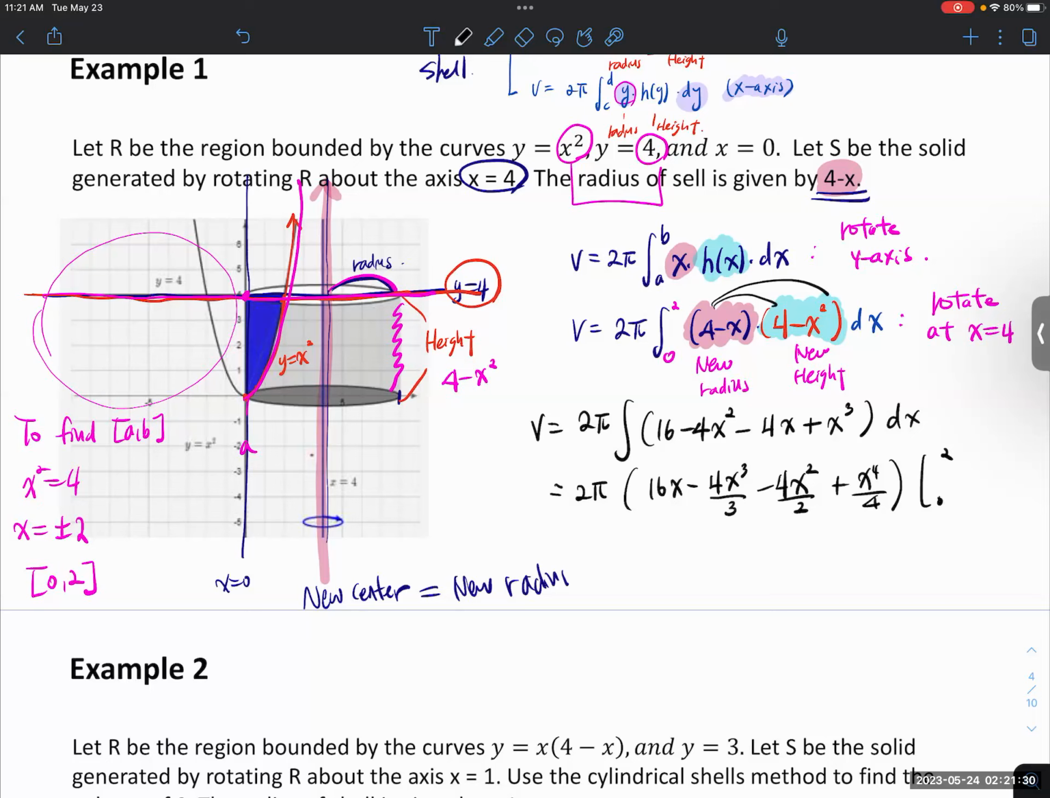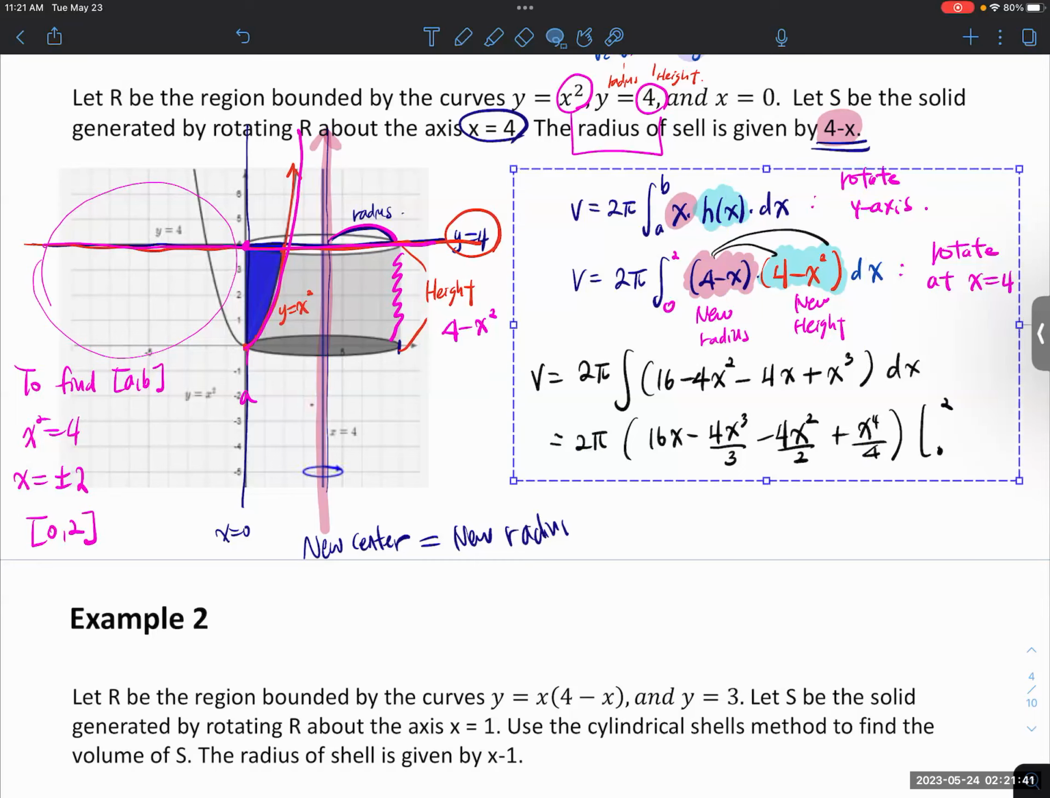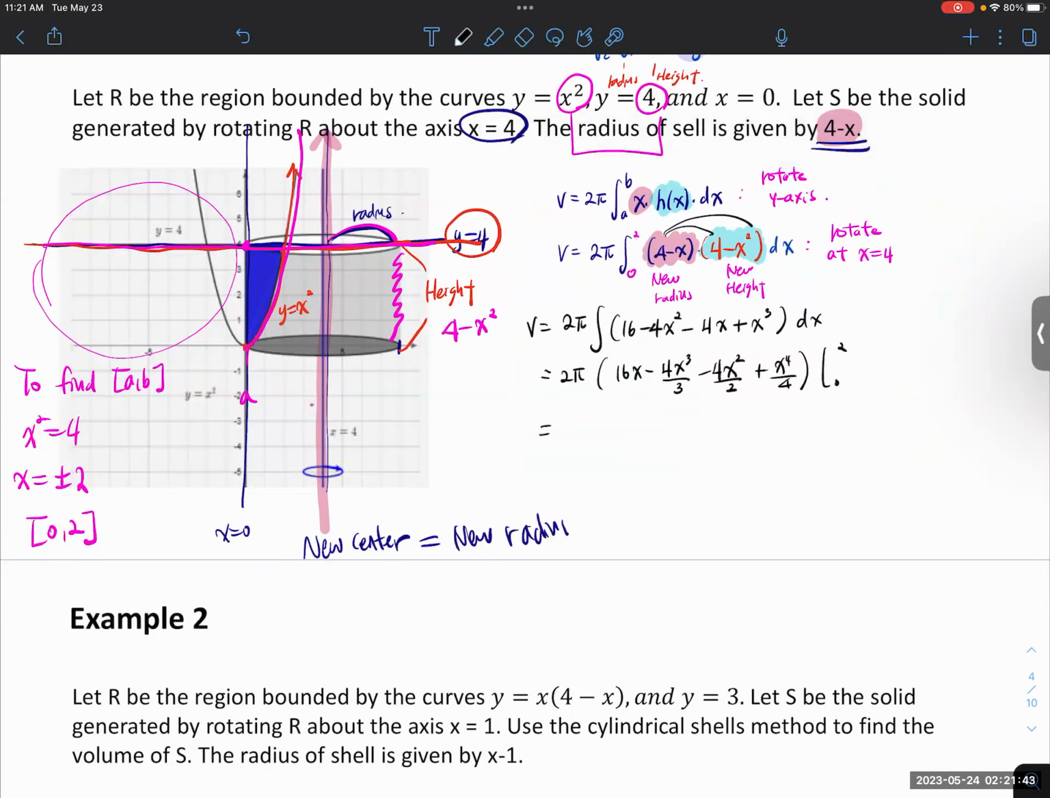So once you got this, what we're going to do? We're going to plug in to find out the information. And then let's calculate it a little bit. Let me minimize it. So that is going to be 16 times 2, 4 times 2 to the third over 3, 4 times 2 to the second over 2, 2 to the 4 over 4, and minus 0. So please calculate it. You should get around 104 pi over 3. You can use a decimal and you can change it to the decimal.